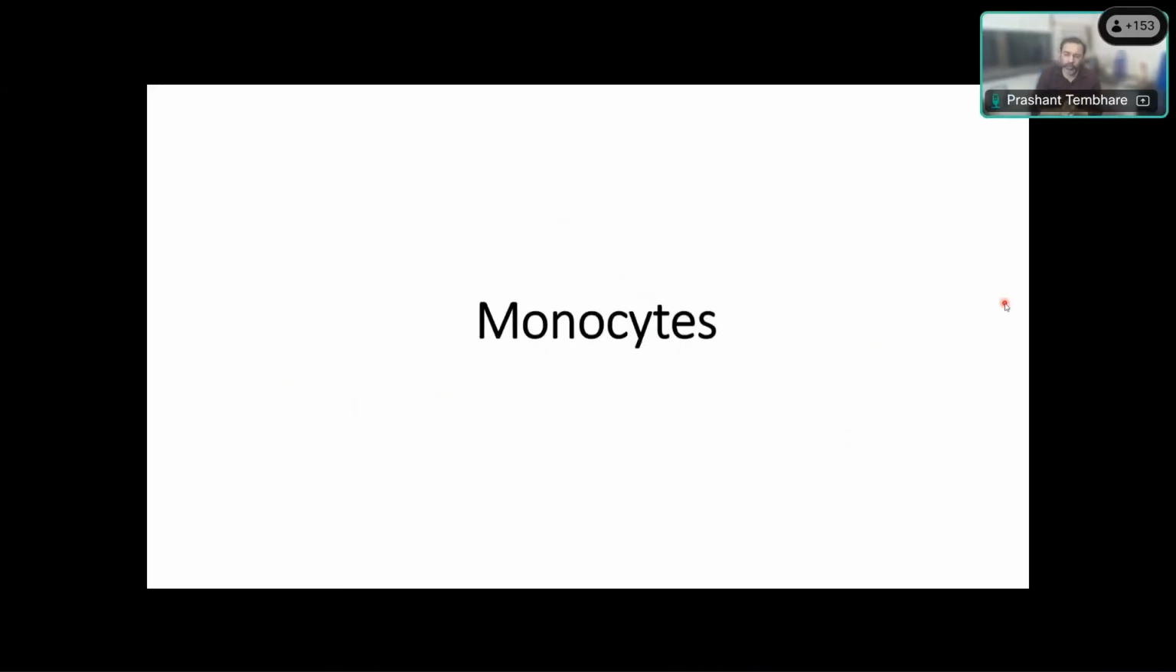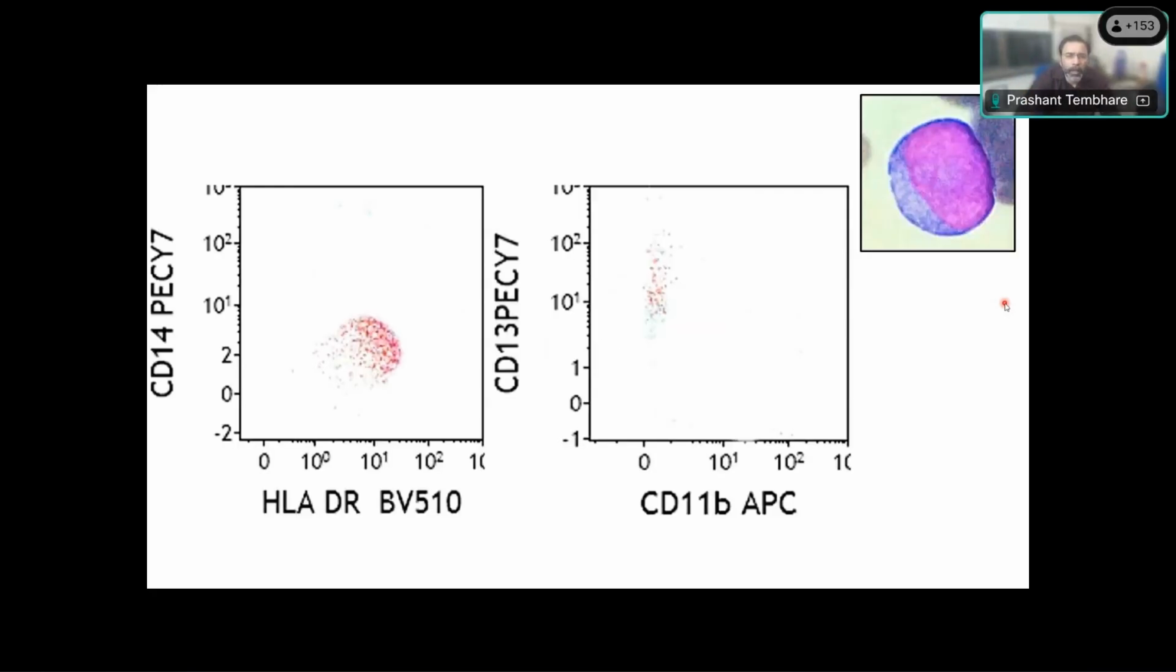Now let's go to the monocyte maturation pattern. In monocytes, we know the earliest precursor is the monoblast. We are going to study the monocytic maturation pattern by using CD14, HLA-DR, CD13, and CD11b. We use these four markers to study the combination of expression patterns of the monocytic lineage.